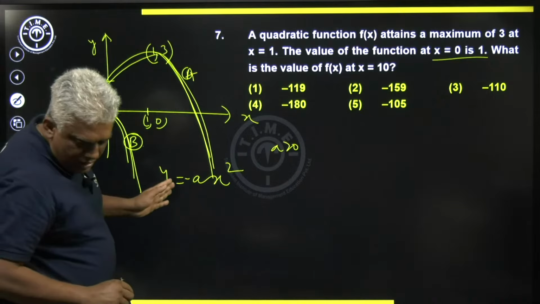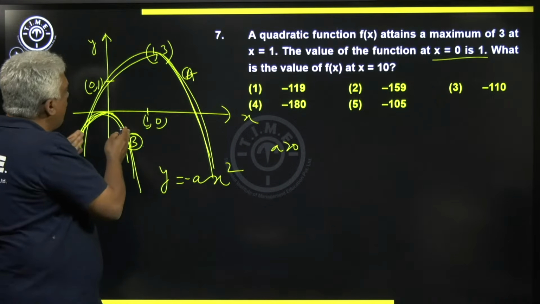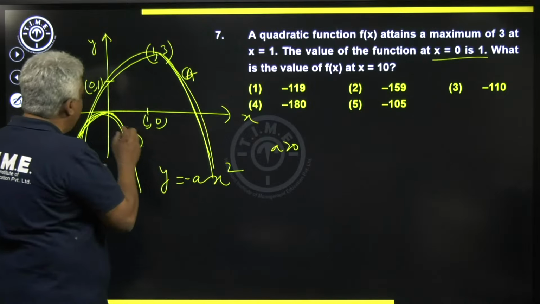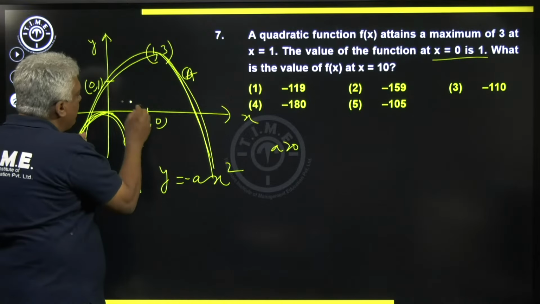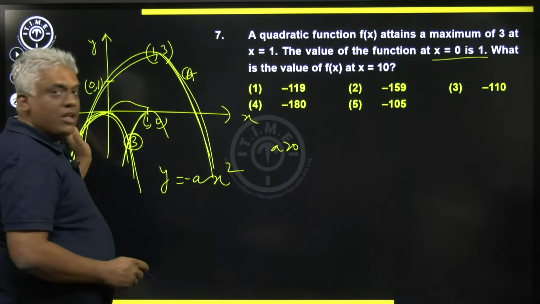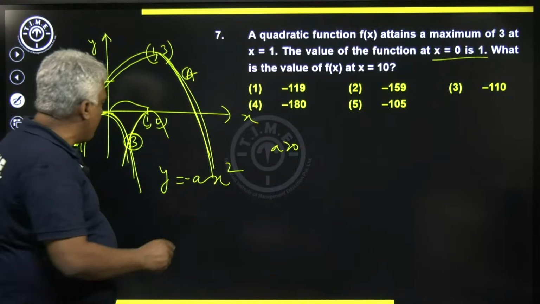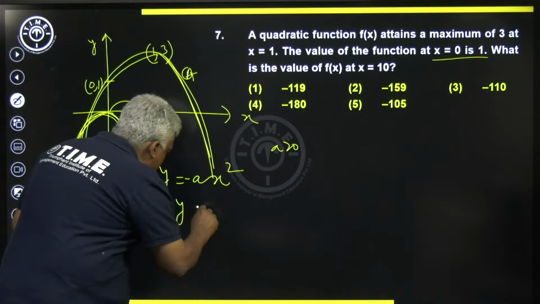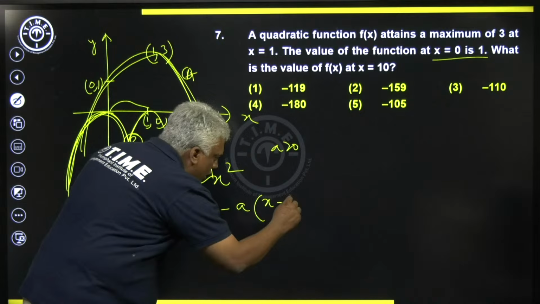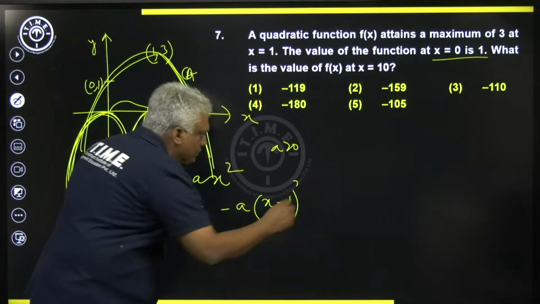Now I'll shift this parabola and I'll get this equation. So you know that this B parabola, I'll shift to the right side. Right side, I'll bring 1 here. I'll take it right side 1 unit to bring it here, right? So what happened? When you take right side, x will decrease by 1. So the equation will be y equal to minus a into x minus 1 the whole square, right?